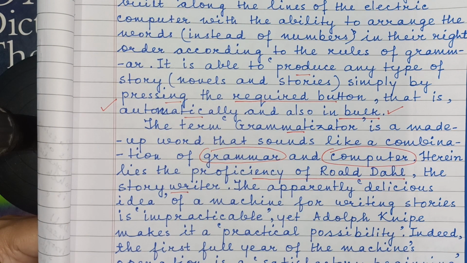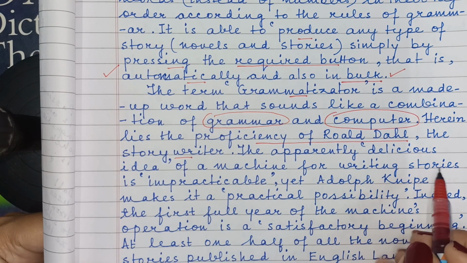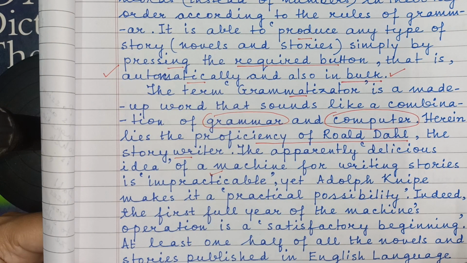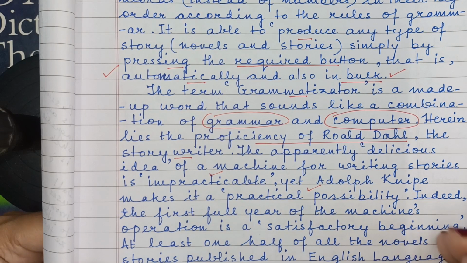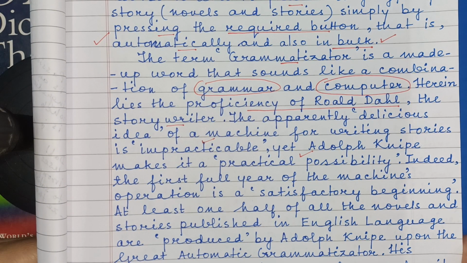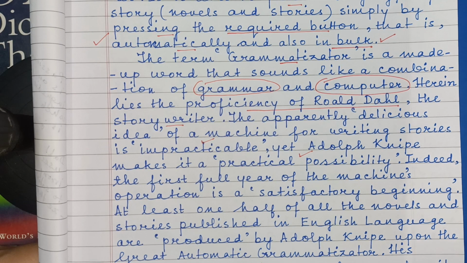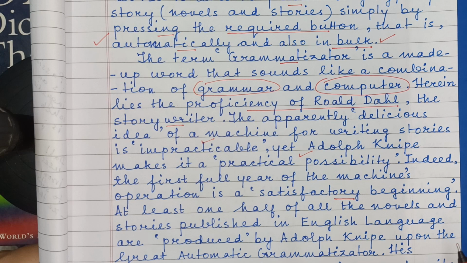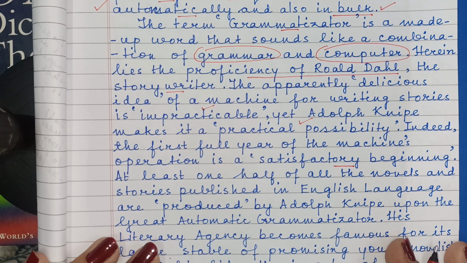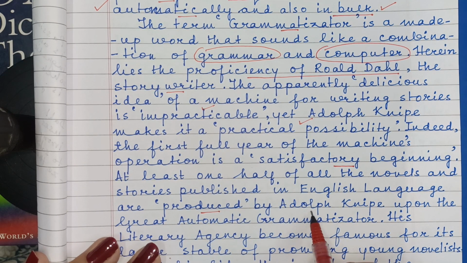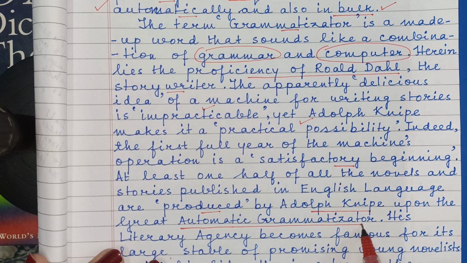Grammatizator, grammar and computer. The apparently delicious idea of a machine for writing stories is impracticable. Yet Adolph Knipe makes it a practical possibility. Quotations. Use short quotations in your answer. Indeed, the first full year of the machine's operation is a satisfactory beginning. At least one half of all the novels and stories published in English language are produced by Adolph Knipe upon the great automatic grammatizator, जो ये title है.